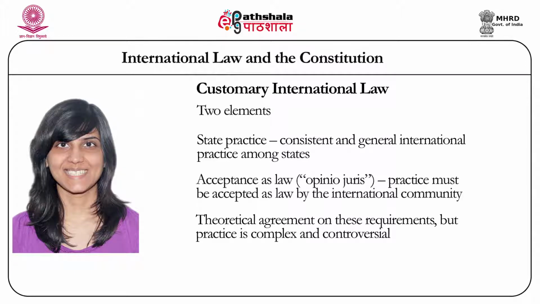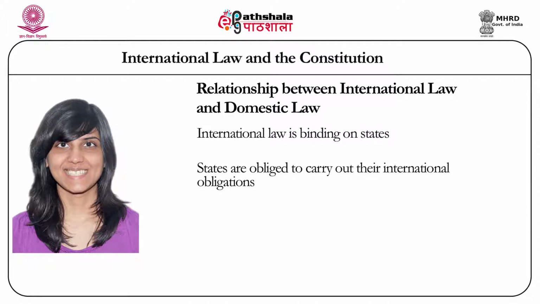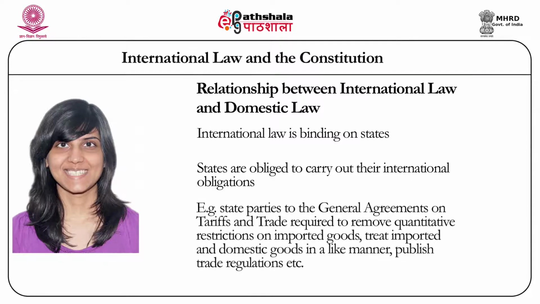I am now going to move on to the main issue of discussion for this lecture: the relationship between international and domestic law. As I mentioned before, international law primarily regulates the relationship between sovereign states. International law is therefore binding on sovereign states, and states are obliged to carry out their international obligations. Hence, for instance, states which are parties to the General Agreement on Tariffs and Trade are required to carry out a number of obligations that are set out in the treaty, such as the removal of quantitative restrictions on imported goods, or the treatment of imported and domestic goods in a like manner, or the publication of trade regulations, etc.